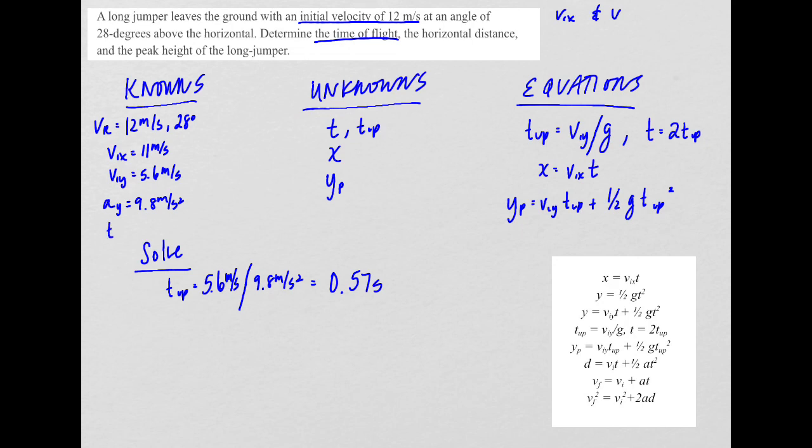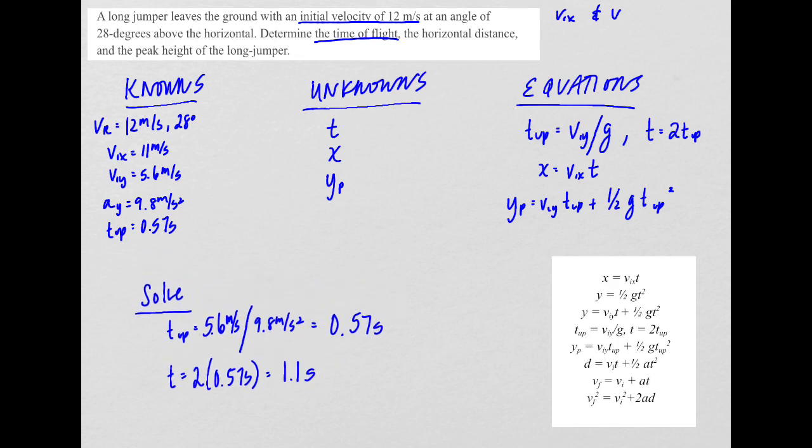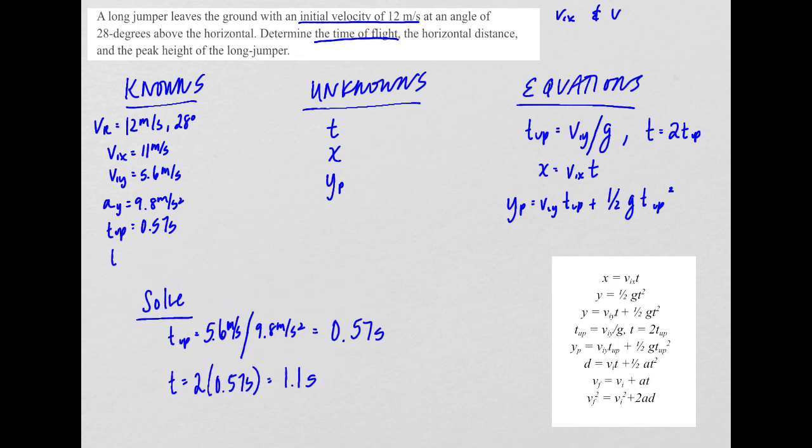So now I can move T up over here. 0.57 seconds. All right, now let's solve for time. Time is equal to 2 times T up, which is 0.57 seconds, which gives us 1.1 seconds. So total time is 1.1. Move this guy down. 1.1 seconds. T is equal to 1.1 seconds. You can just write it right here too if you want.